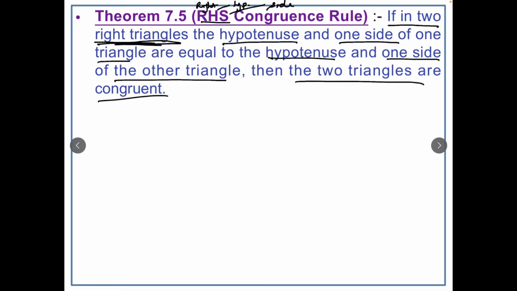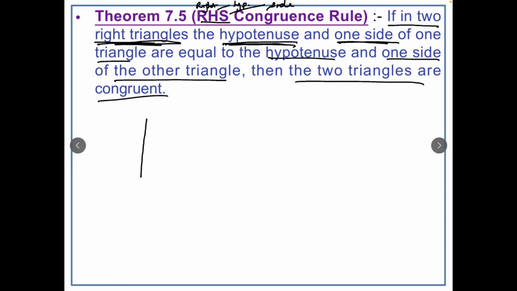Which simply means we have two right triangles, in which one of the angles has to be 90 degrees. The hypotenuse is the side opposite to the right angle. So the hypotenuse and one side, which can be any of the remaining two sides, of one triangle are equal to the hypotenuse and one side of the other triangle. Let's understand this with the figure.